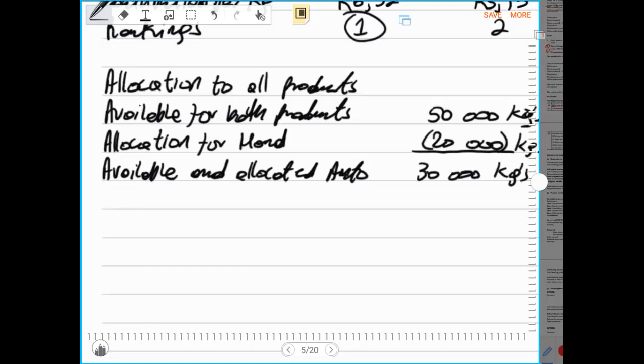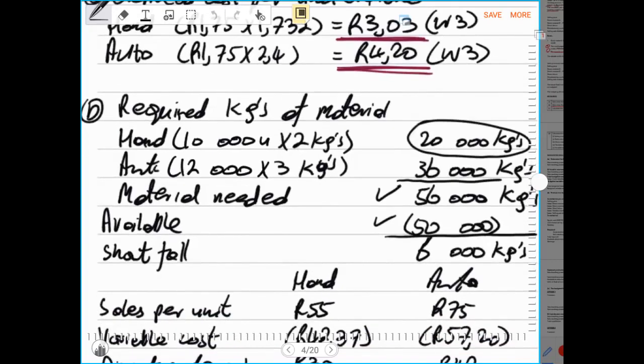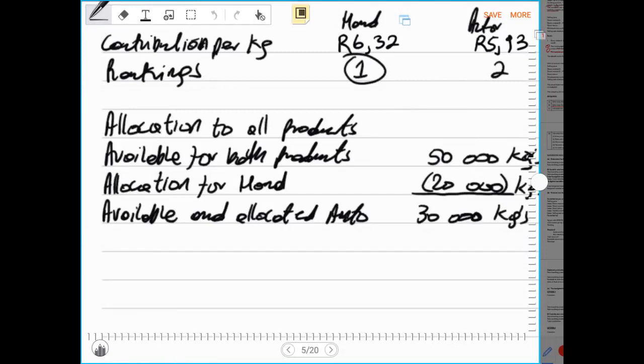So now we say, okay, this is the number of kgs of material that are available to manufacture the auto washing powder. Then the question is, how many kgs of material does auto washing powder require? It requires 36,000 kg. That's what they require. Now, how much do we have? We only have 30,000 kgs. Then the question is now, how many units can be manufactured out of the 30,000 kgs?